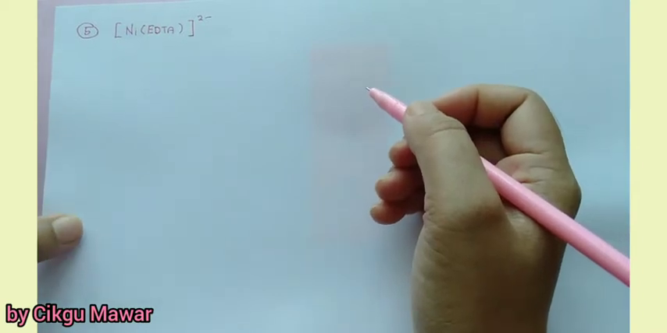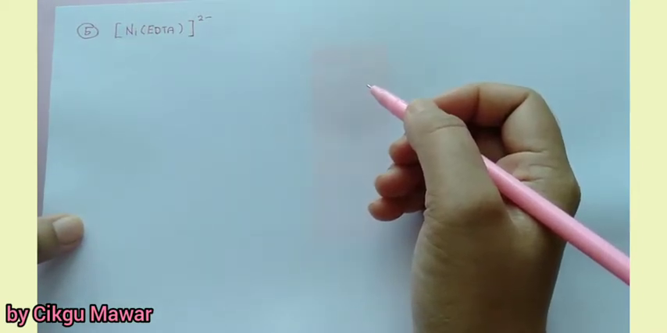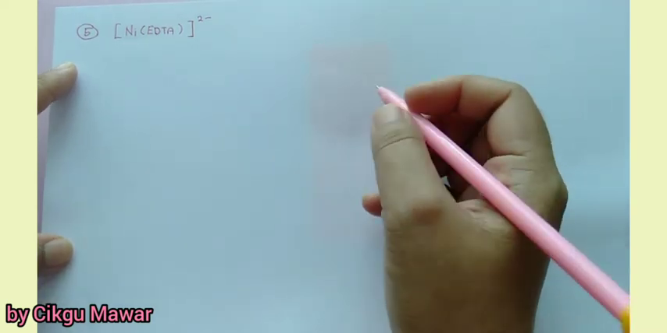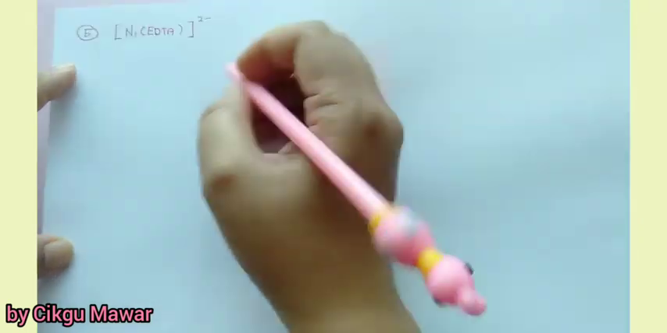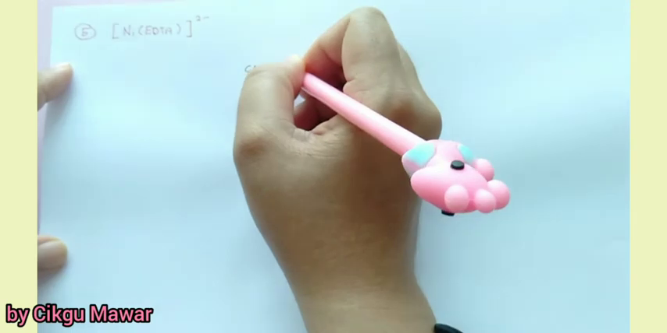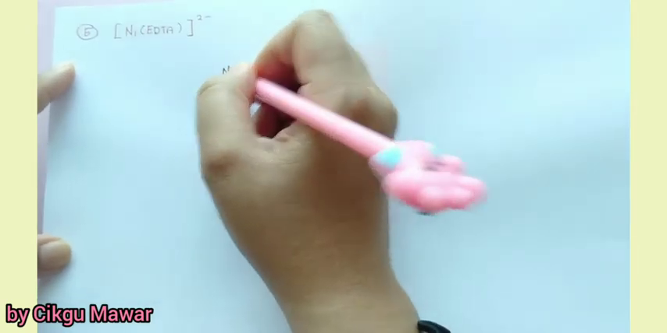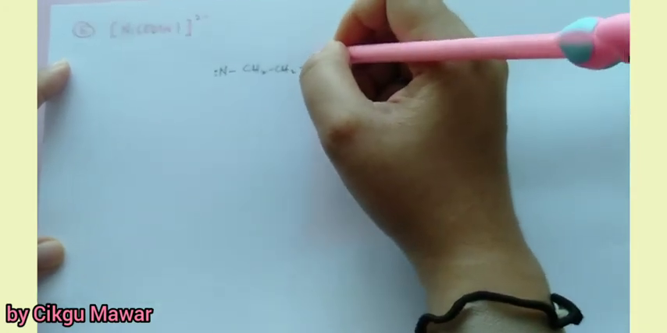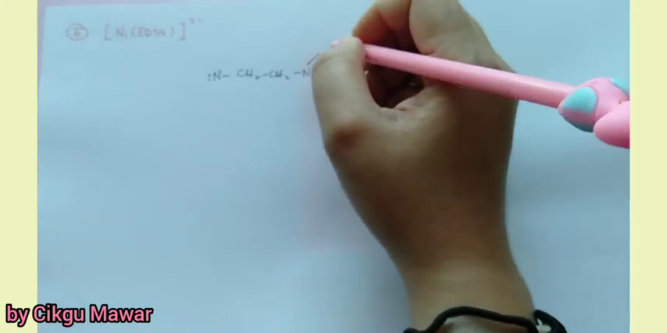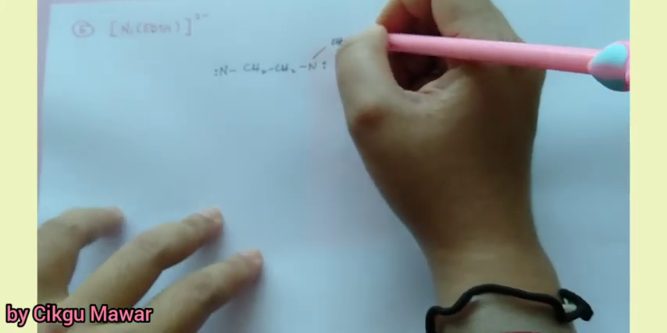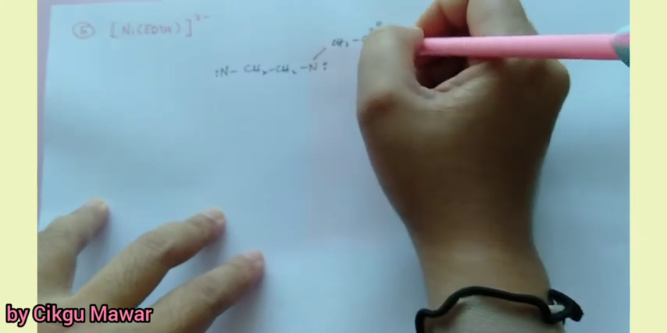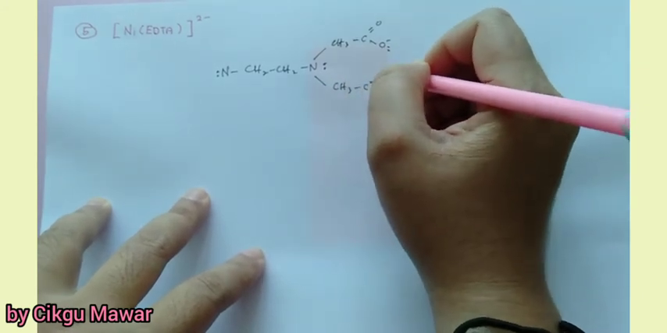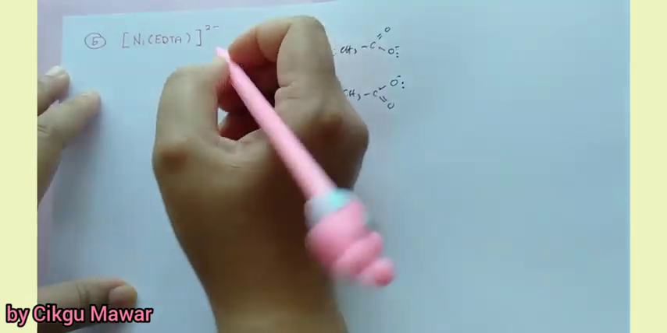The last question here is a compound involving EDTA as a ligand. Now we draw the chemical formula of EDTA first. So EDTA has ethylene diamine, so CH2, CH2, and N, with a lone pair here. It has tetra acetate. So it has CH2, C double bond O and O minus here, with a lone pair. And then CH2, C double bond O, O minus. Lone pair. And then this left side.